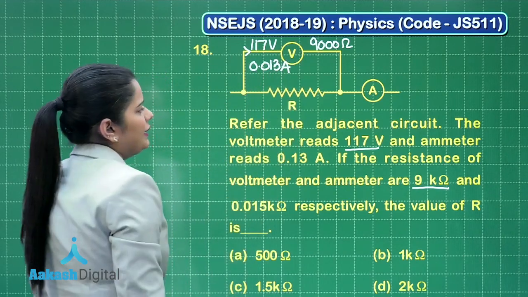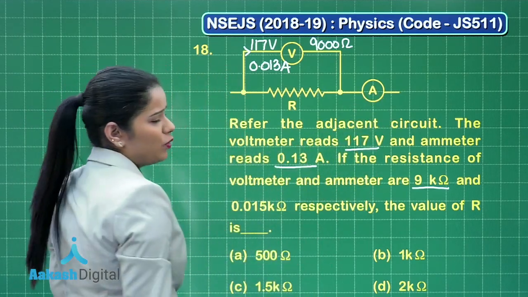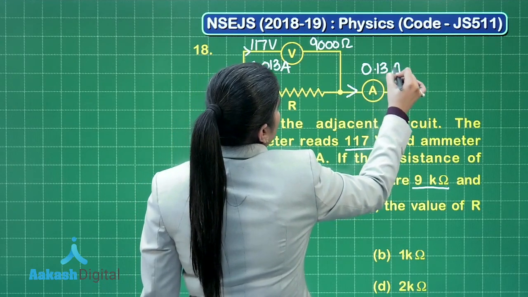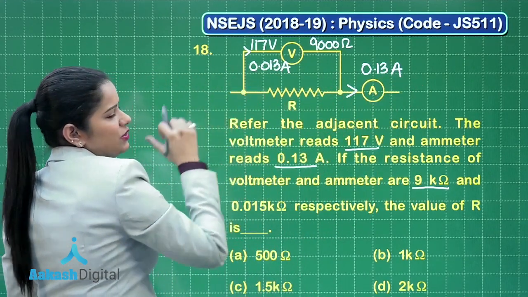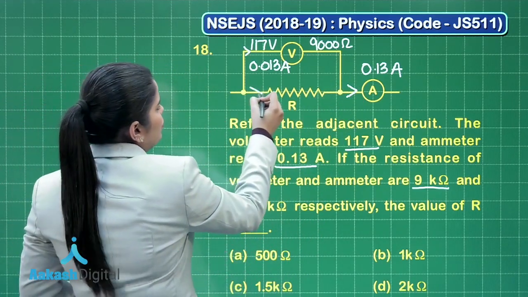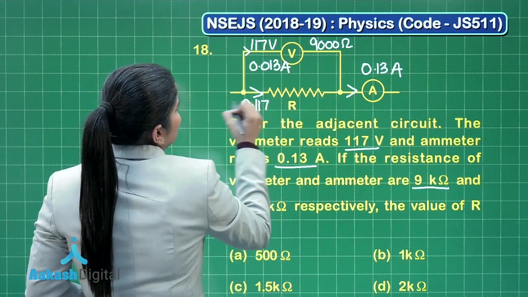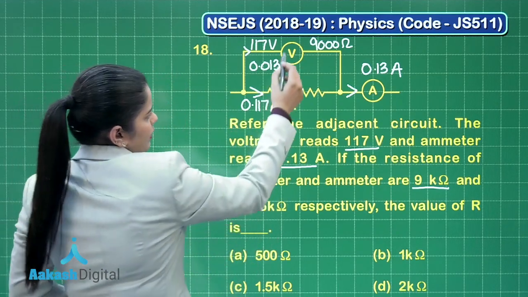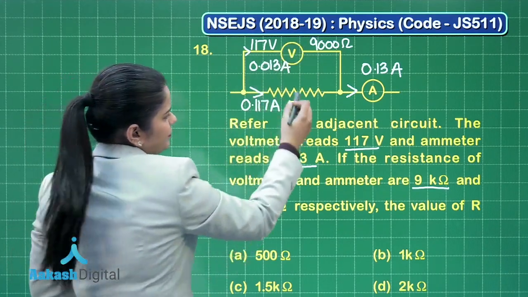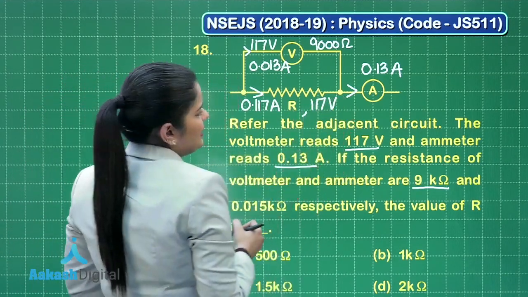0.013 ampere. Now, we are also given the current that is flowing through this ammeter, and that's 0.13 ampere. So, if you subtract this 0.013 ampere from 0.13 ampere, you will get the current flowing through this resistor R, and that will come out to be 0.117 ampere. Now, the voltmeter reading is 117 volt, that is going to be the same for this R also, as they are connected in parallel. So, this will be 117 volt.